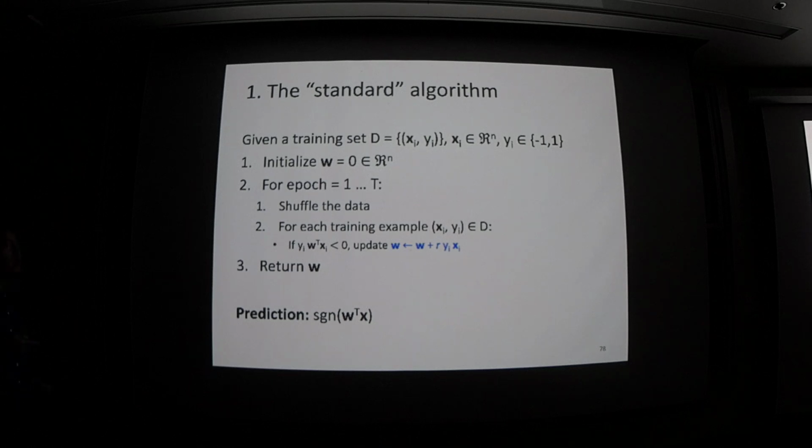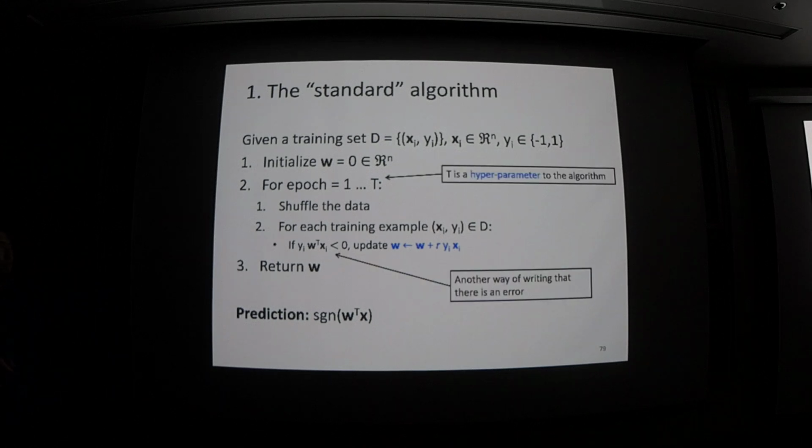And then if you finish running the maximum number of epochs T, you just stop and return the current weight vector. So obviously, the standard perceptron algorithm requires you to set a hyperparameter, which is the maximum number of epochs. Again, there's no theory telling you how to set this T, so you should tune it depending on the application.